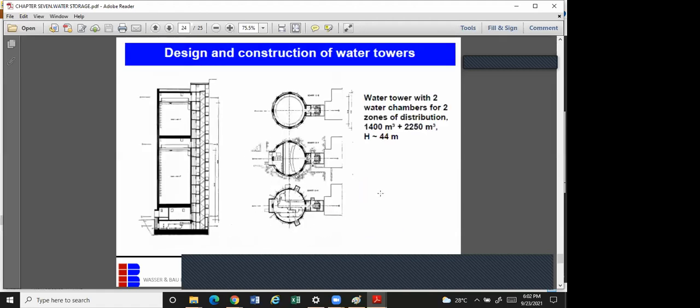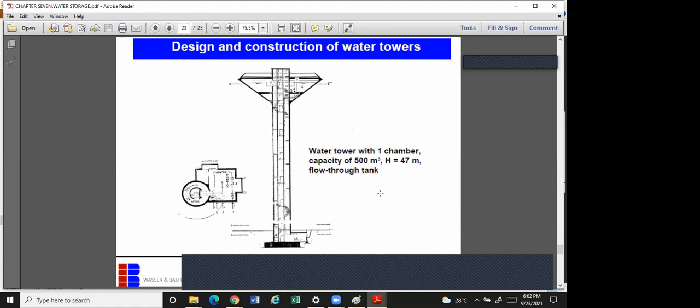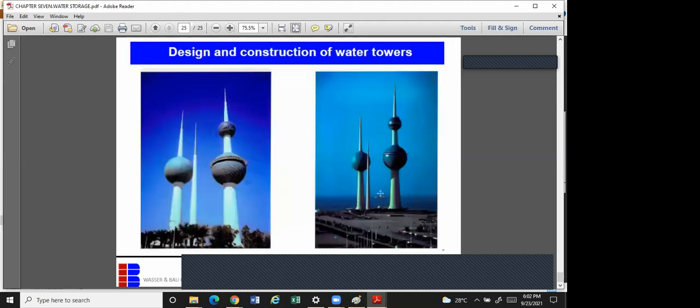Okay, so this is a tower. I don't think we have any water tower in Nigeria. In Dubai and the Middle East, they have a lot of them. These are the ones they have in the Middle East.